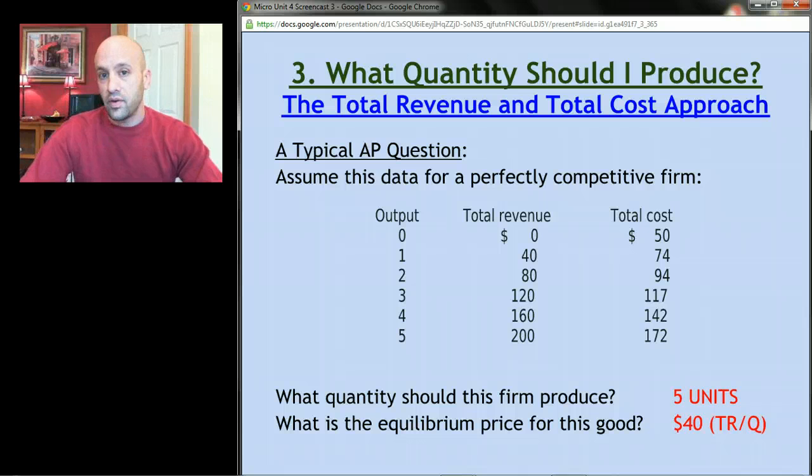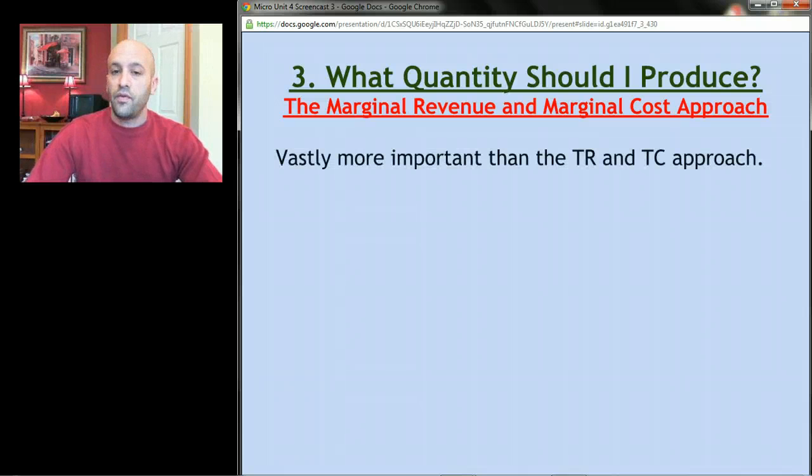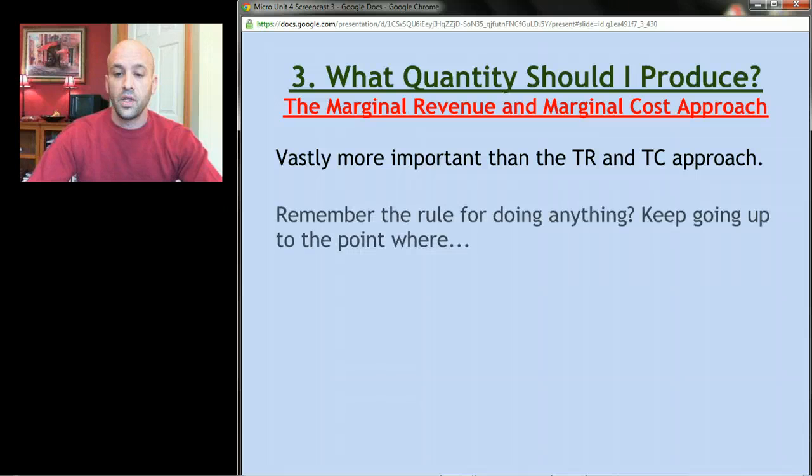All right, total revenue, total cost approach. Let's move on to the marginal revenue, marginal cost approach. Vastly more important than the prior approach for reasons that we're going to see, because this approach is the approach we're going to use for all 4 market models. We're going to learn a rule here that may be the most important rule in all of microeconomics.